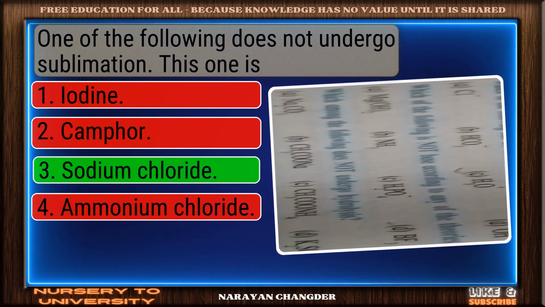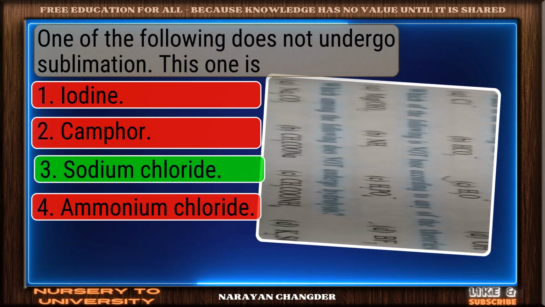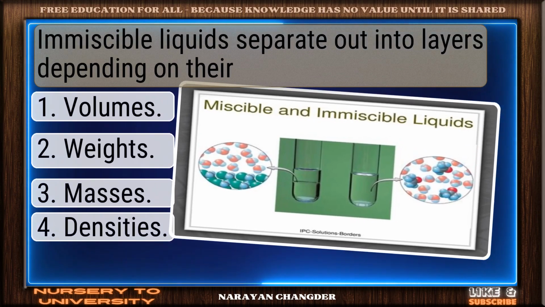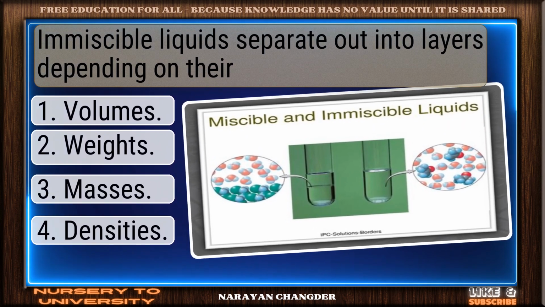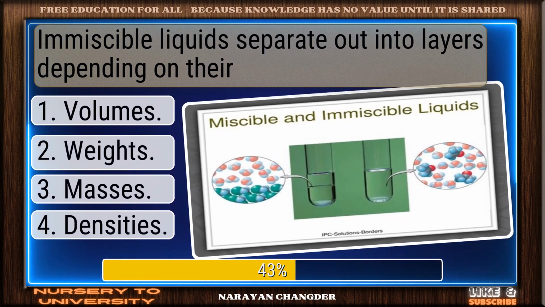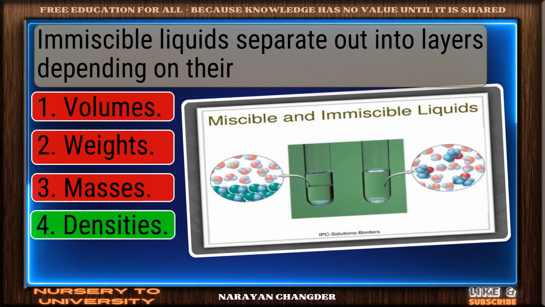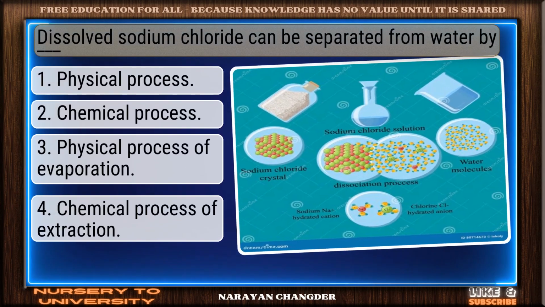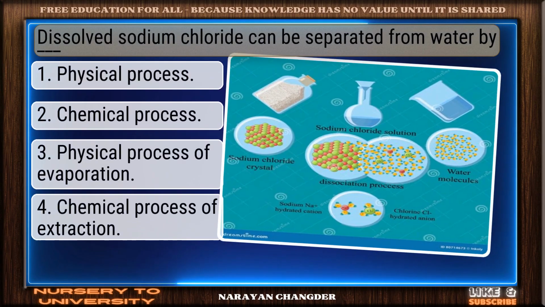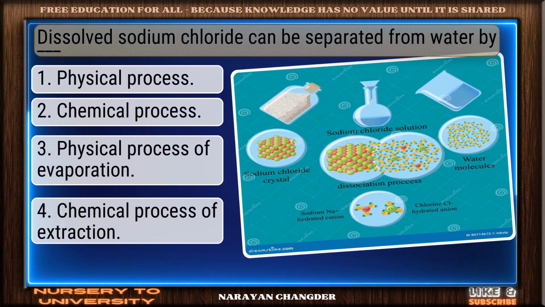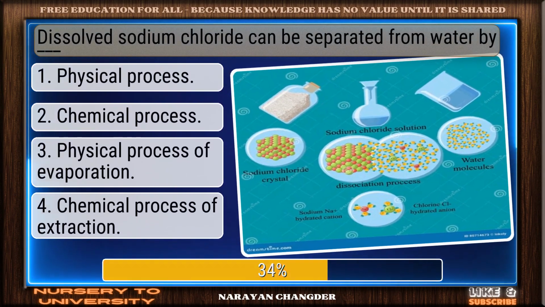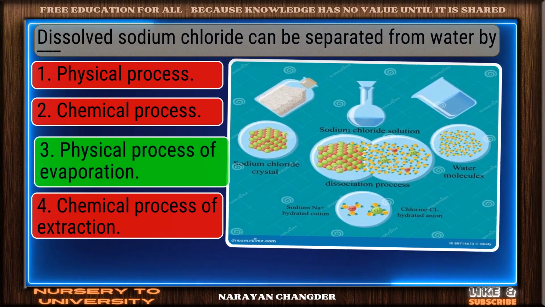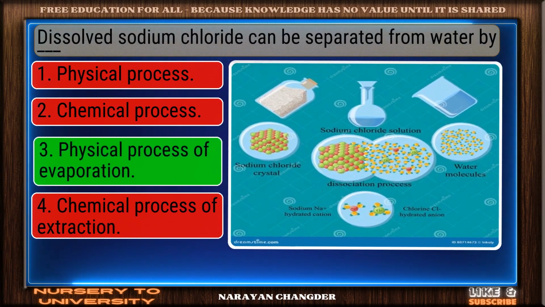Good job. Your answer, sodium chloride, works well here. Question number 132. Immiscible liquids separate out into layers depending on their. You chose densities, and it is correct. Question number 133. Dissolved sodium chloride can be separated from water by dash. Correct. Physical process of evaporation is the right answer.